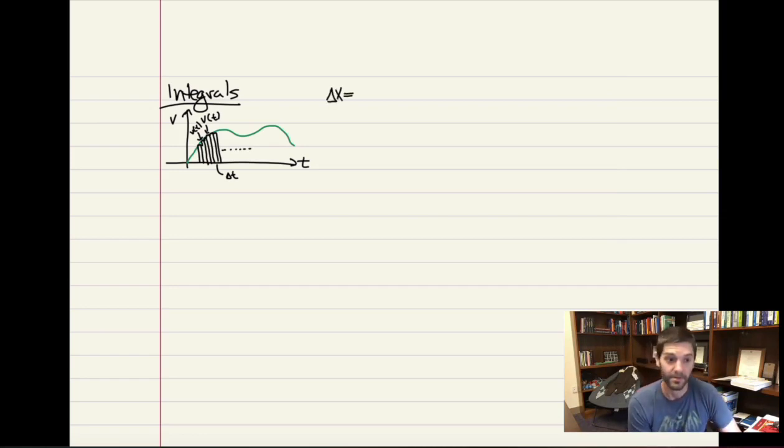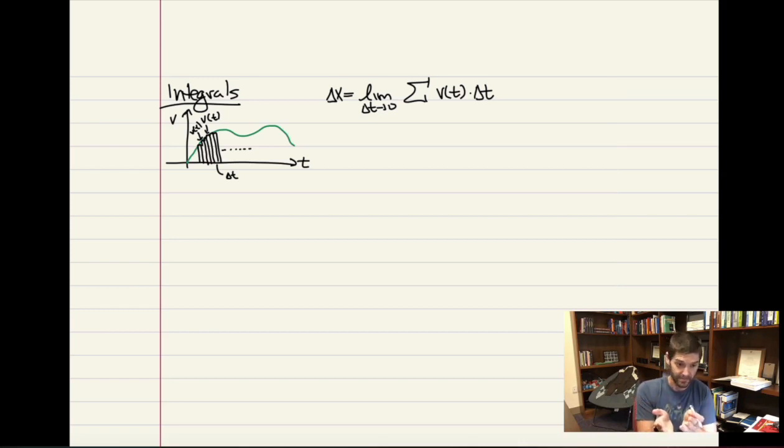So the idea was we could write the total displacement as essentially the sum of all these rectangles, each with some height v of t, the height of each rectangle, times the width of each rectangle. And the idea of making delta t smaller and smaller is you're making each rectangle thinner and thinner, but then you're getting more and more of these rectangles to add up. And then in that limit, it becomes the integral of velocity.